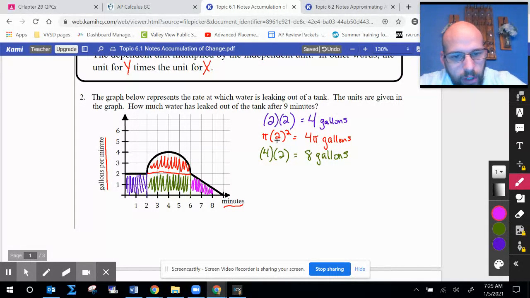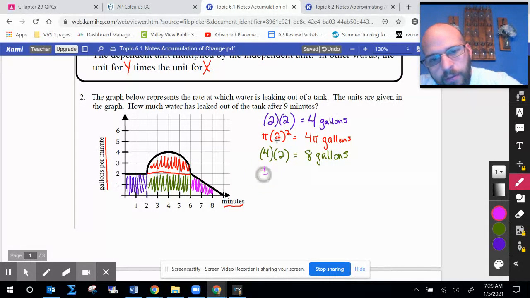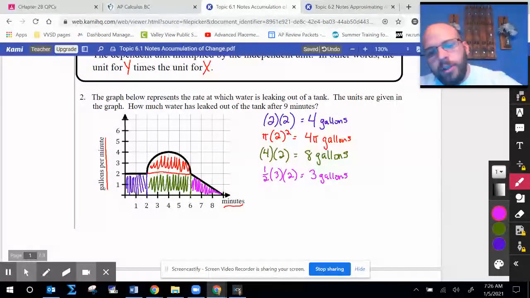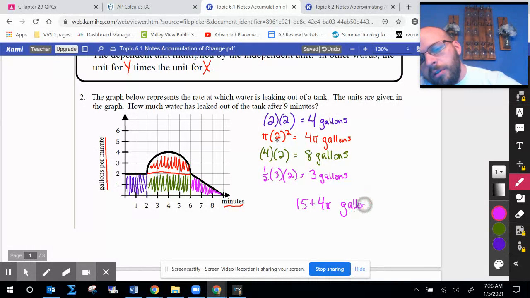I have a triangle, a right triangle, so 1/2 base, so from 6, and it's actually going to go all the way to 9. So the base is 3, the height is 2, which gives me 3 gallons. So now if I total this all up, I get 11, 15 plus 4 pi gallons of water.